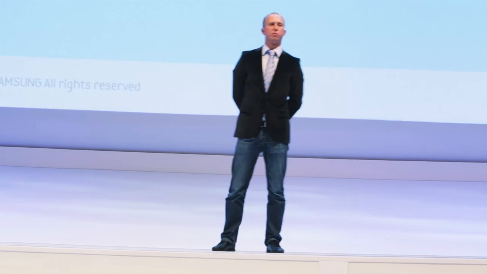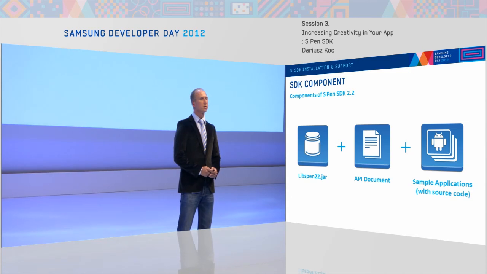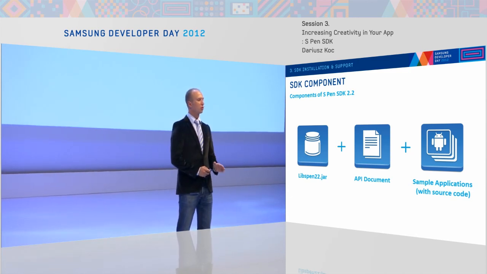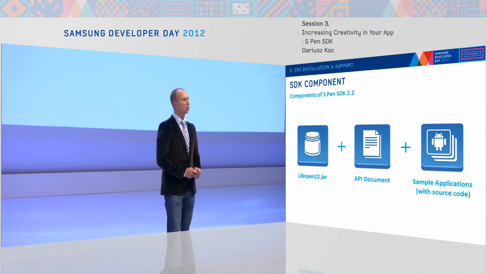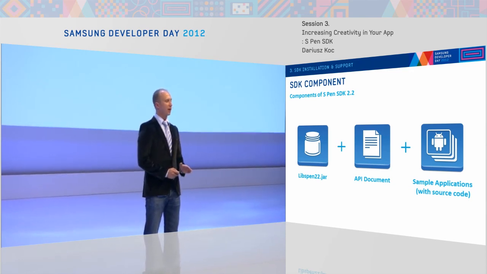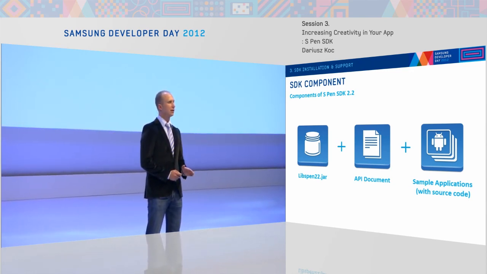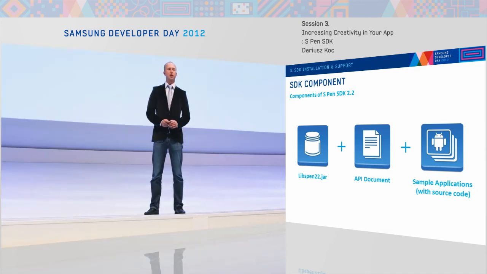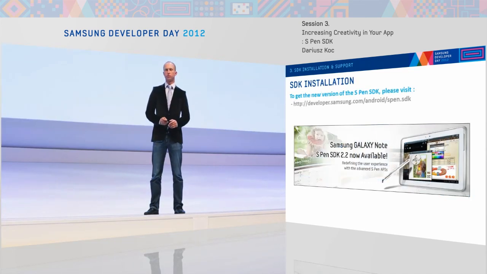So far, we have briefly covered several important features of the S Pen SDK. So let's look at the installation of S Pen SDK and development support. First, if you look at the download page of the S Pen SDK, you will see that it includes Java file with packages, classes, and APIs, dev guide, and documentation in Java doc format, and sample application with source code. You can download the latest version of the SDK from the Samsung developer site.